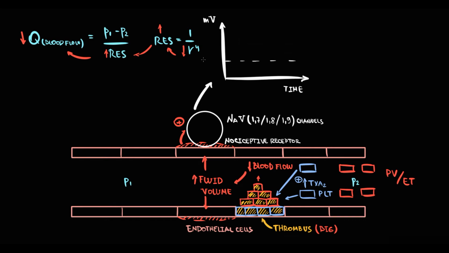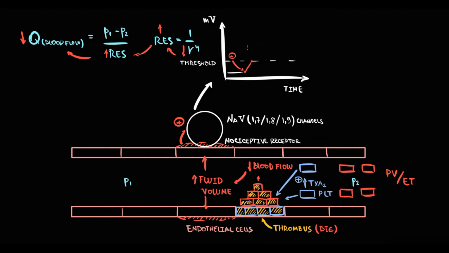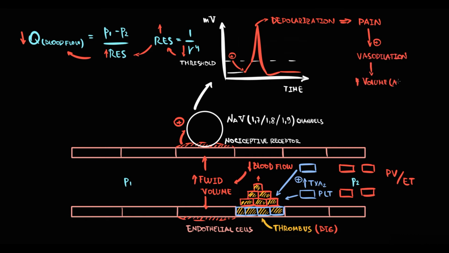Nociceptive receptors send this signal as electric stimulus, and their significant stimulation will cause electric stimulus that will reach a threshold of excitation, and this will provoke an action potential and depolarization of nociceptive receptors triggers pain. Pain will provoke vasodilation, so blood will inflow to the affected region, so the higher will be the volume of arterial blood, and this will cause erythema and warmth.